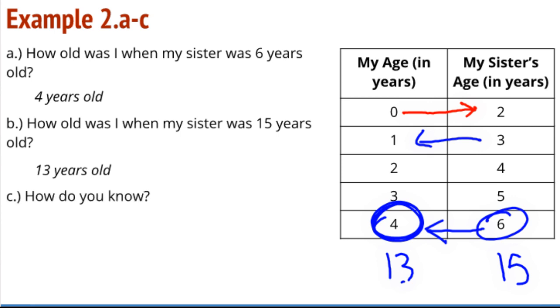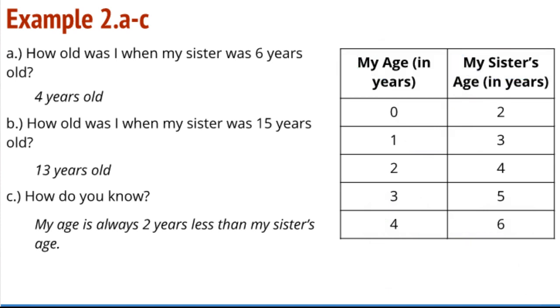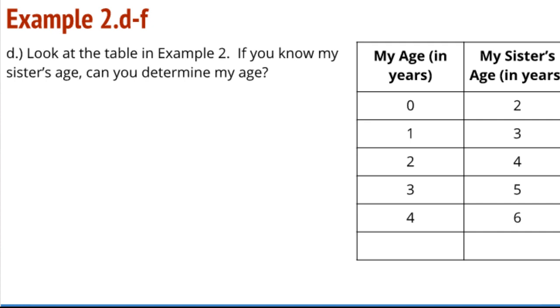How do we know that that's the case? Well, the narrator is always 2 years younger. The narrator's age is always 2 less than the sister's age. So you should be thinking to yourself, hey, how can I represent that algebraically? How can I write an expression for this?